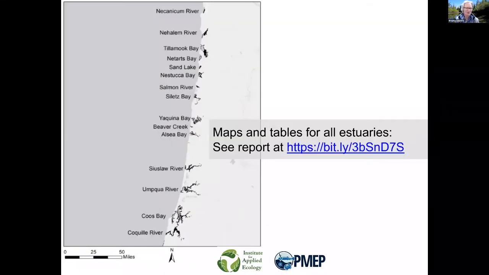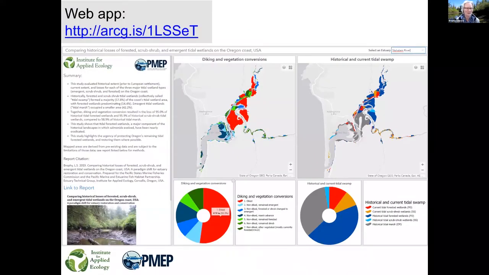So again, the report is here, and there's also a web app where you can explore these data thanks to my wonderful GIS colleagues at Pacific States Marine Fisheries Commission. I could never have created a web app like this, so I'm very grateful to them.